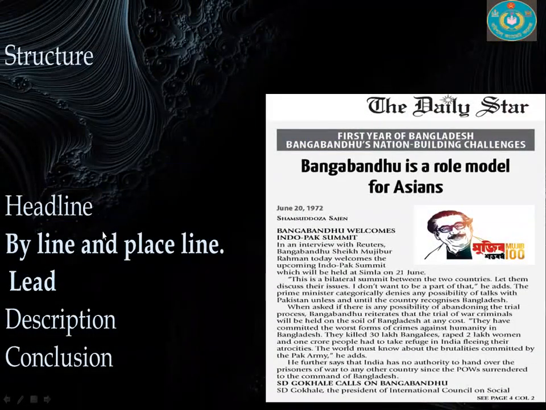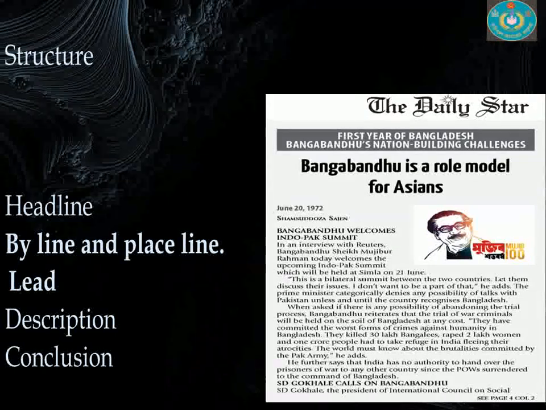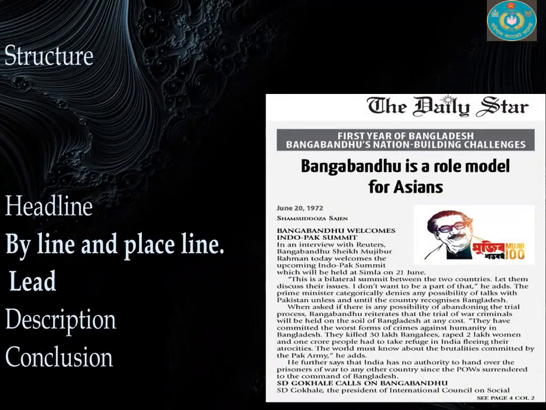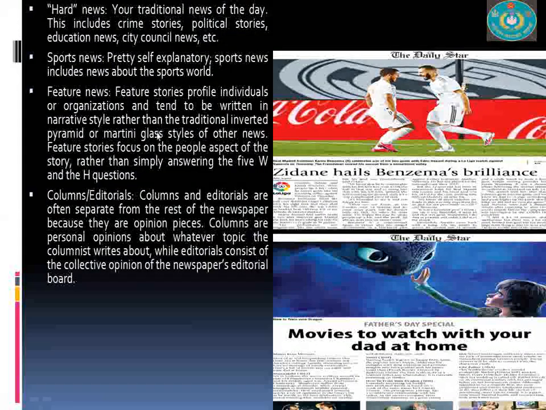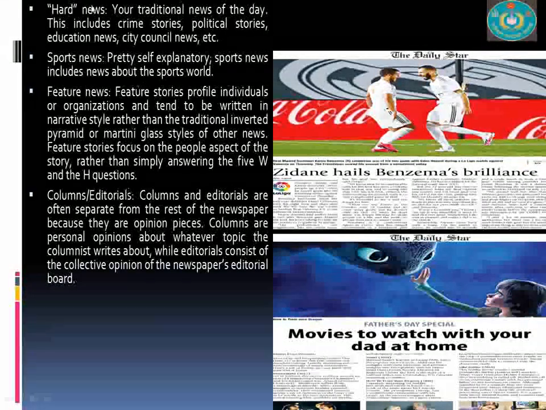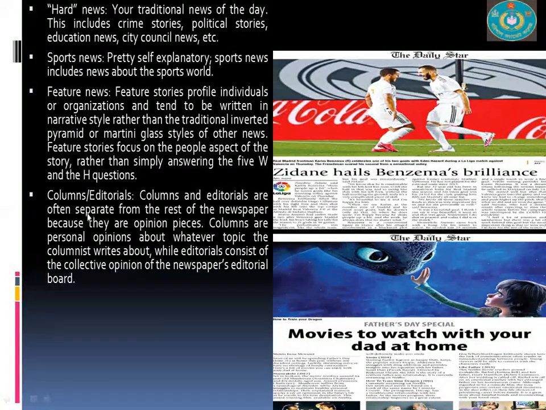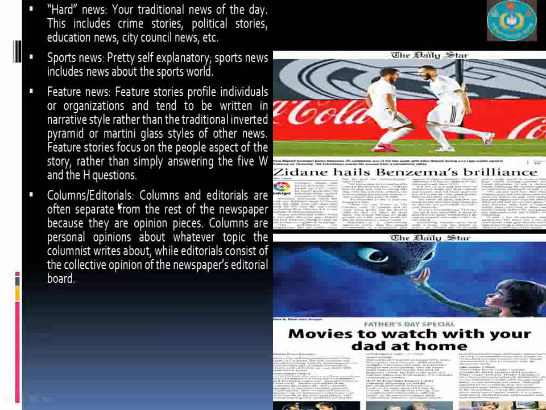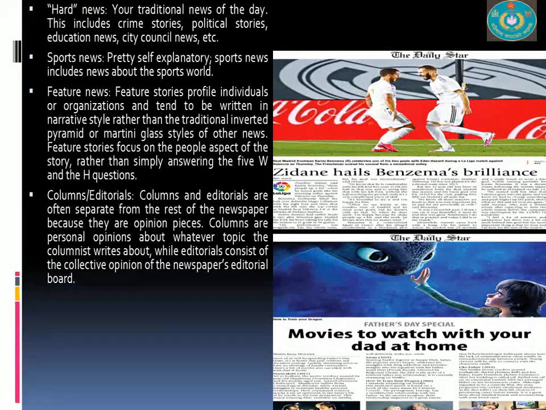Now, part of the structure of a news report. But before, I think you should get back to the previous slide again. Here we have got the basic four types. Remember, these are not the final types of newspaper reports because there might be several other types, but these four types, hard news, sports news, feature news, columns or editorials, these are the basic primary types of news.